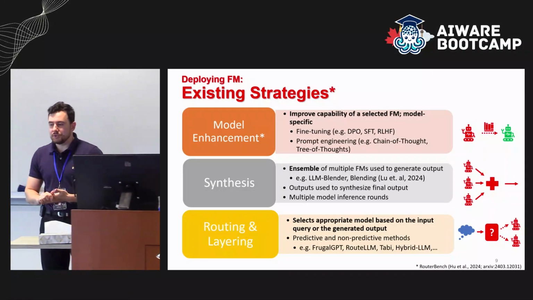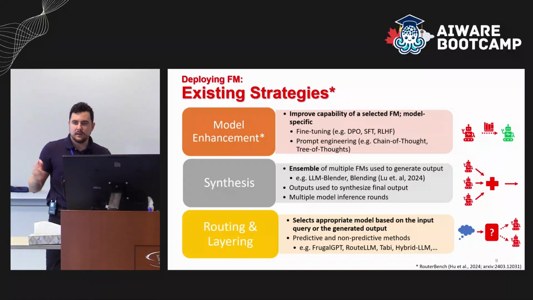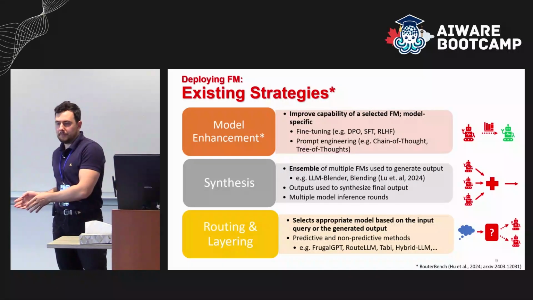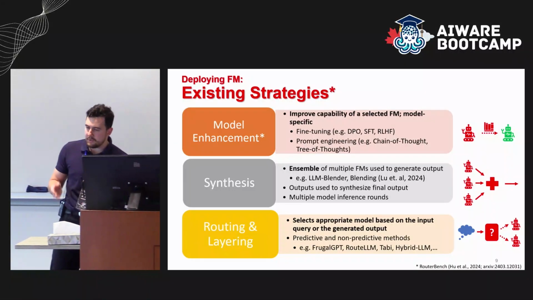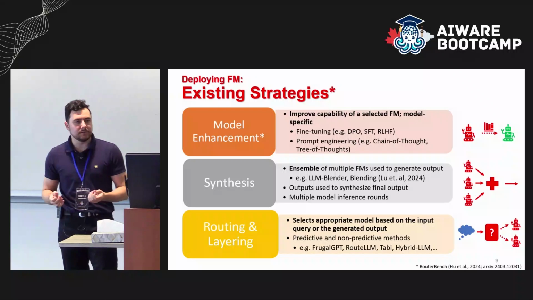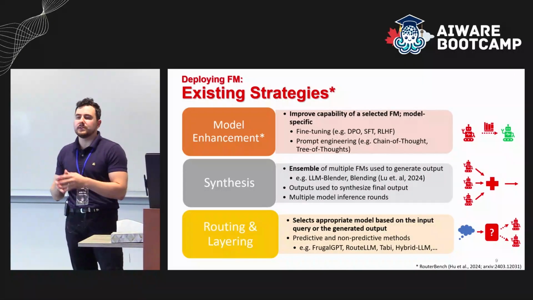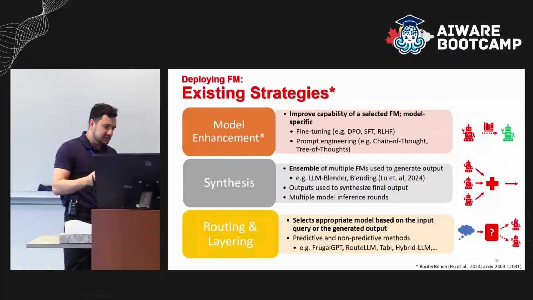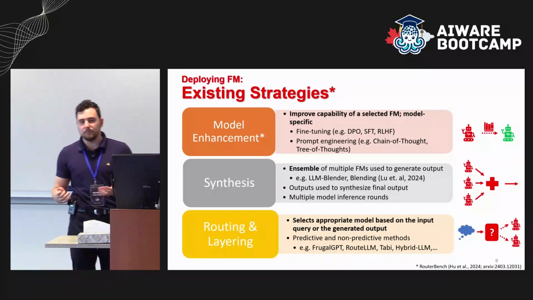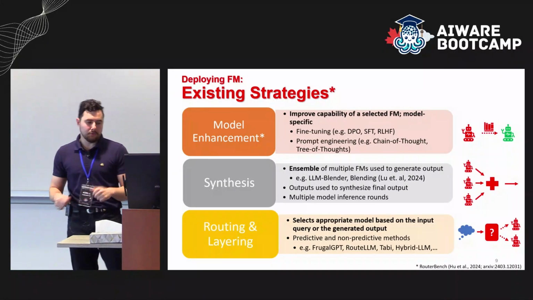A bit of a different approach. In this case, what they do is they use the outputs of several different models, merge them together in one way, shape, or form, and then try to improve the output that way. There are also several methods available, and it typically requires multiple inference rounds, meaning you first have to get the outputs of the models, then you have to combine them together somehow. Last but not least, personally my favorite, routing and layering. What that means is that we will select the appropriate model based on the input typically, or the output.